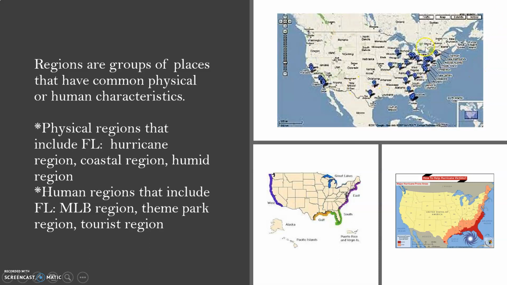This top map up here shows major theme parks in our country. So we are definitely part of a theme park region. You could also say that we're a tourist region since we depend on tourism for a lot of our economy, but so do some, but not all, other states.